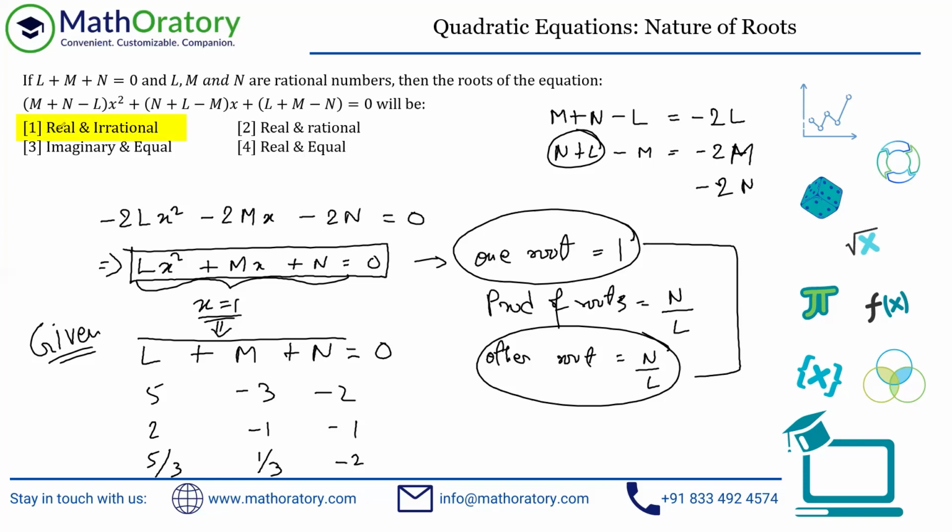So the first option says real and irrational. That is incorrect because even if you ponder on the n by L part, one of the root is 1. I mean, 1 is not an irrational number. So real and irrational is incorrect, but real and rational is definitely correct because, given that L, M, N are rational numbers, a rational number divided by another rational number. So N and L are both rational, right? A rational number divided by rational number will always be a rational number.